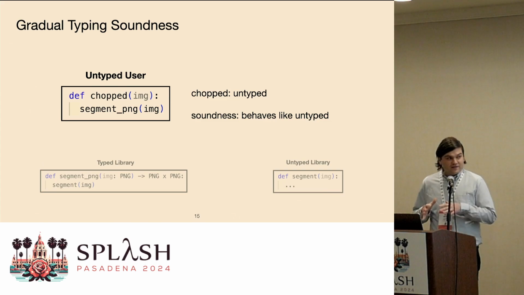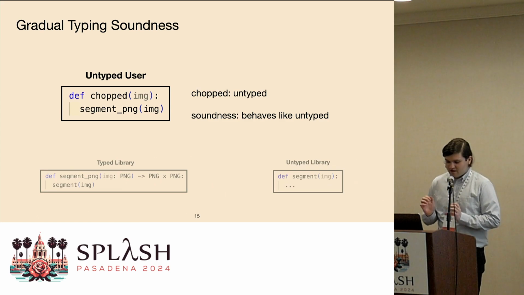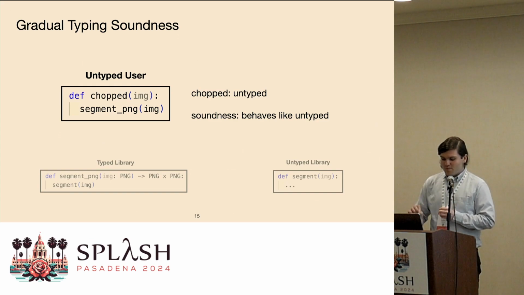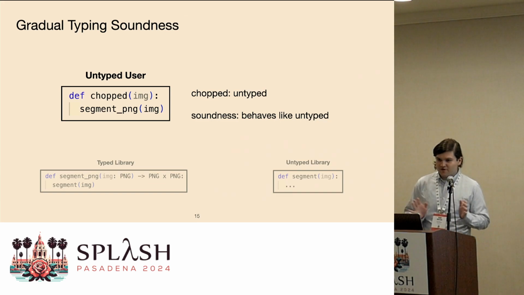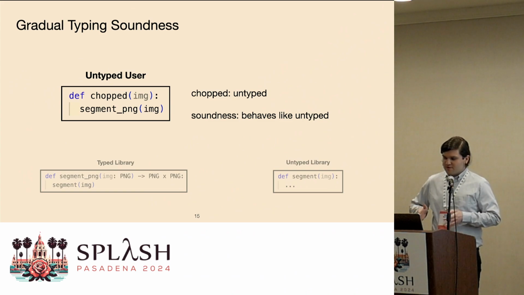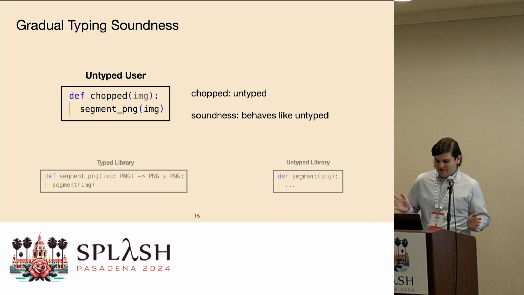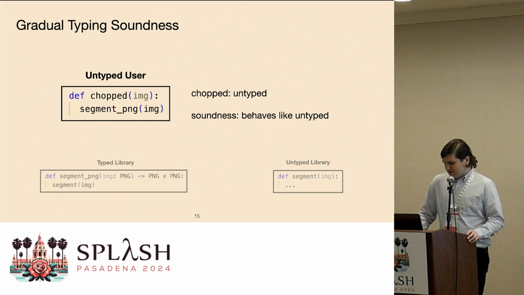And to make matters even worse, let's go back to our untyped user program. At the end of the day, this chopped function is untyped. Even though they're inside the function calling this typed function segment PNG, the outer function itself, if somebody else calls chopped, all they know about it from soundness is that it behaves like untyped. So if you have a semantics that forgets casts after some amount of casts back to dynamic, then the user doesn't get this guarantee anymore that they're actually going to see pairs of PNGs. So how can we go beyond this?